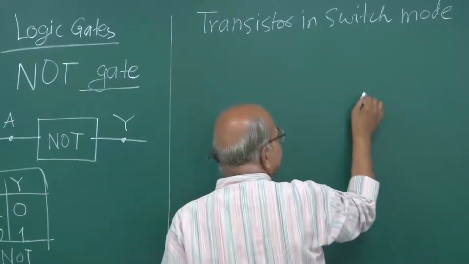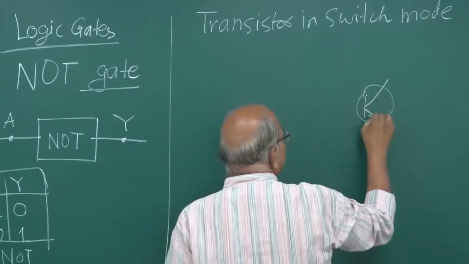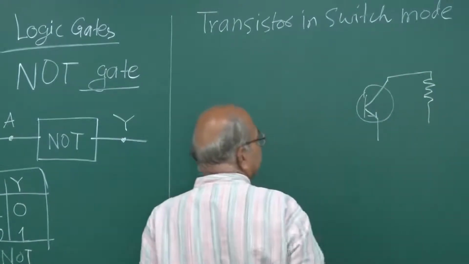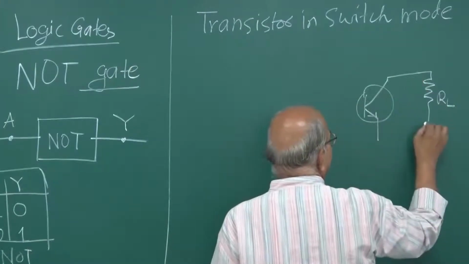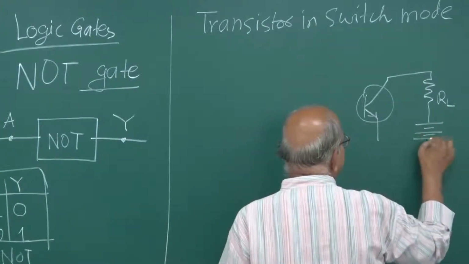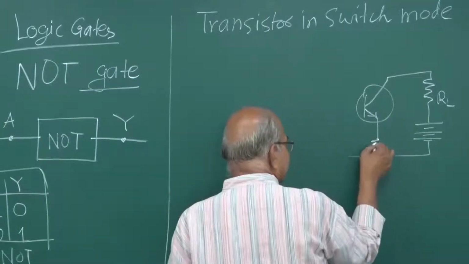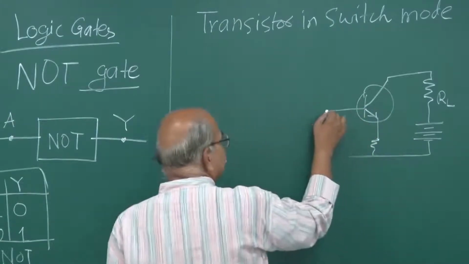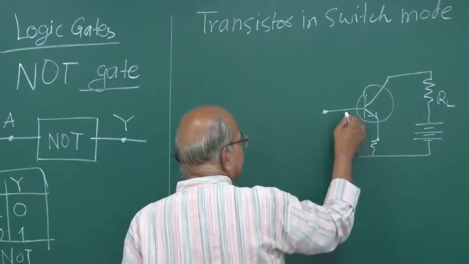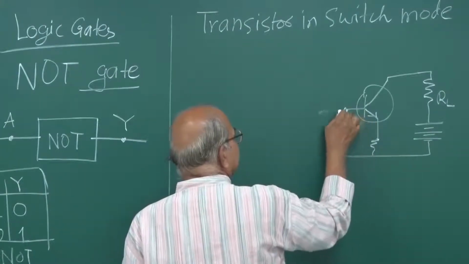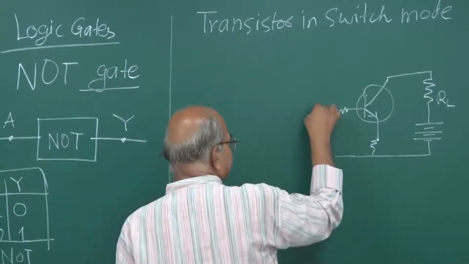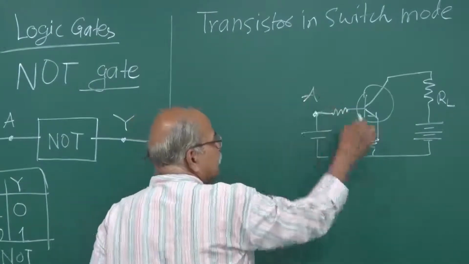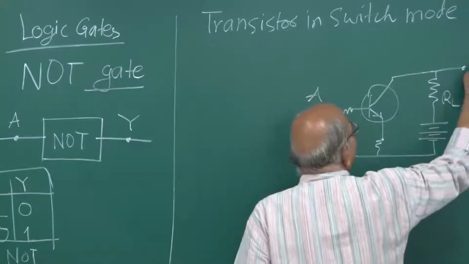If you take an NPN transistor as we had been doing, you have that load resistance or collector resistance, and then you put your biasing here. You put some resistances, some capacitances, all those things I am not showing. And then here is that input. You can put a resistance here, and then this is the input point. So this is that point A, and you can take your output from here. This is the point Y.